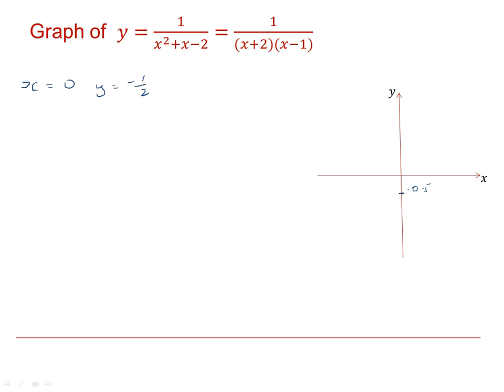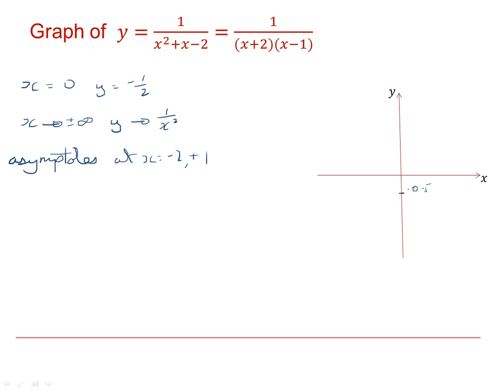We can see that when x is large, so x approaches plus or minus infinity, then y approaches 1 over x squared. The x term and the minus 2 are going to be negligible compared to x squared. So it's going to look like 1 over x squared for large values. The asymptotes are going to be where the denominator is equal to 0, so there are asymptotes at the values of x equal to negative 2 and x equal to 1.